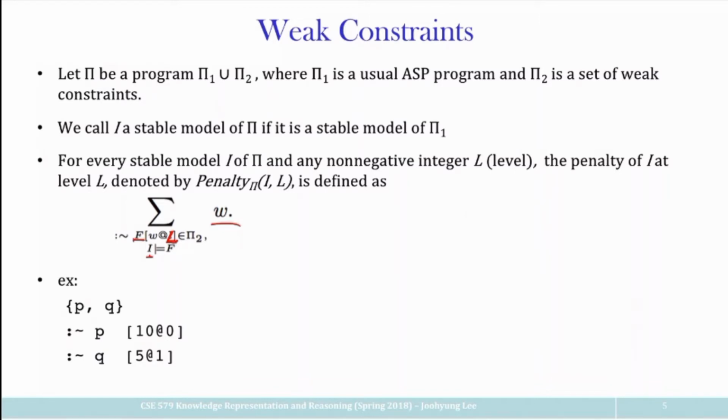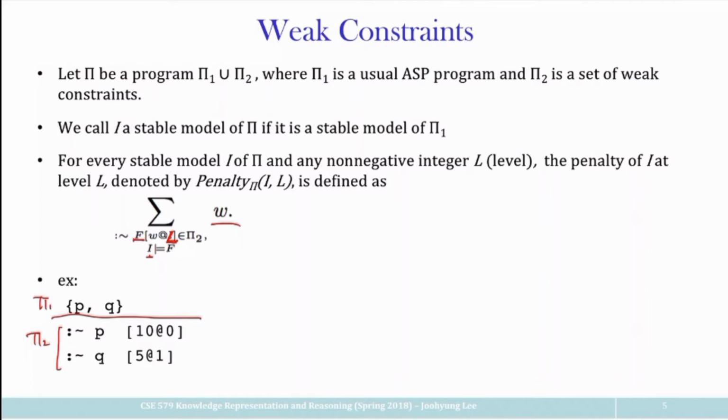So here we can think about this as pi 1 and this as pi 2, right? So pi 1 is the standard program. How many stable models are in pi 1? There are 4, right? So this is a choice rule. So everything is a stable model. Okay?